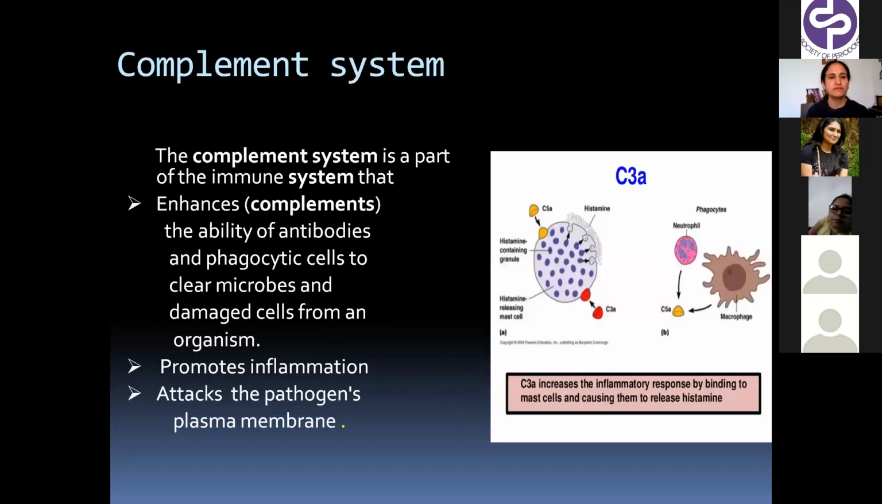Complement, the name itself says that it complements the ability of antibodies and the phagocytic cells to kill the microbes or the damaged cells. We talked about the DAMPs and PAMPs, so we are talking about microbes as well as damaged cells. The immune system is also responsible for taking care of or eliminating the damaged cells in the body. It promotes inflammation and attacks the pathogens' plasma membranes.